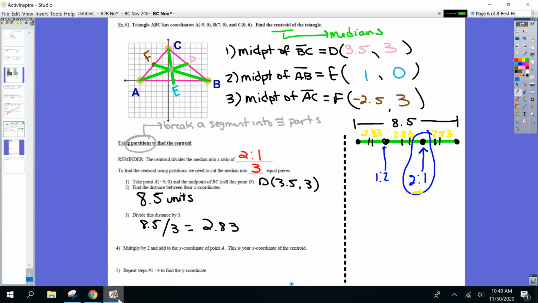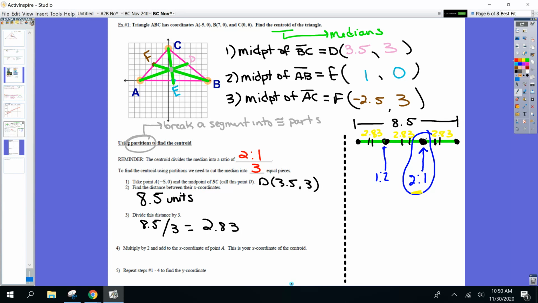Is it 8.5? 8.5. How are you getting 8.5? Wait, what's the question? Okay. Every time I move, to break this up, I got to go 2.83 units. And I'm trying to get to this point right here that breaks it up into 2 to 1. So I'm looking for what's the distance to get there?